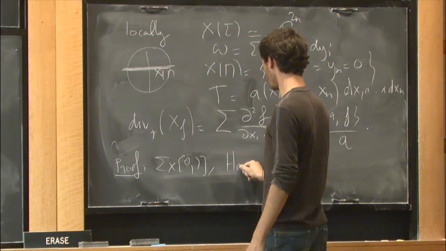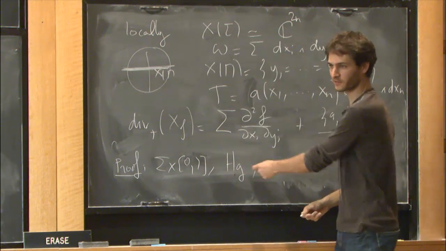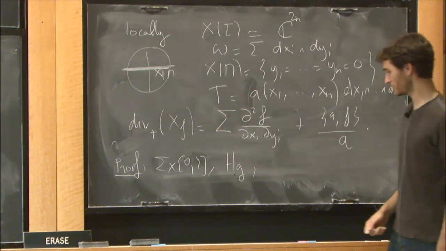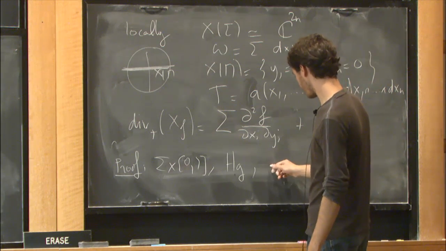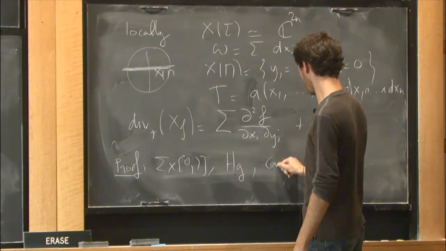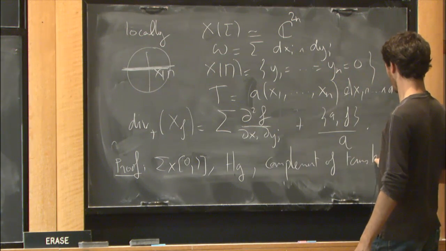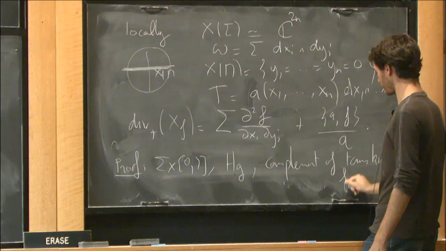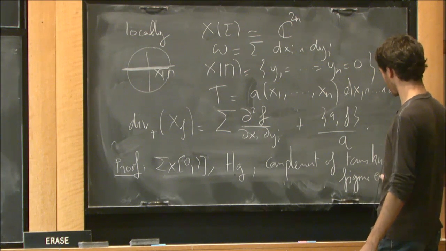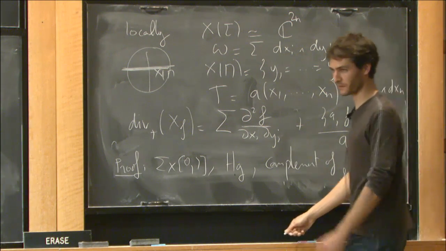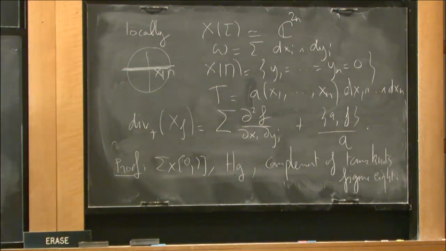for handlebodies, and this is yet complicated to show for handlebodies, and for some complements of knots, so complement of torus knots and figure 8. But I would like to go beyond these examples and to find a good reason for this to hold. Okay, let me stop now.